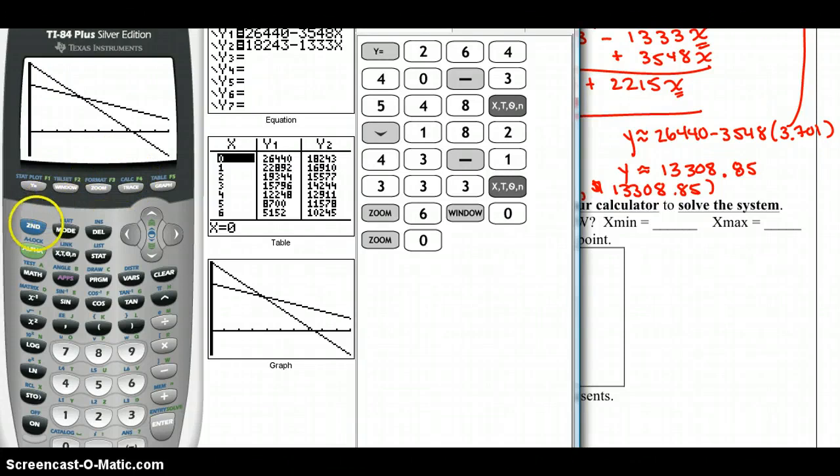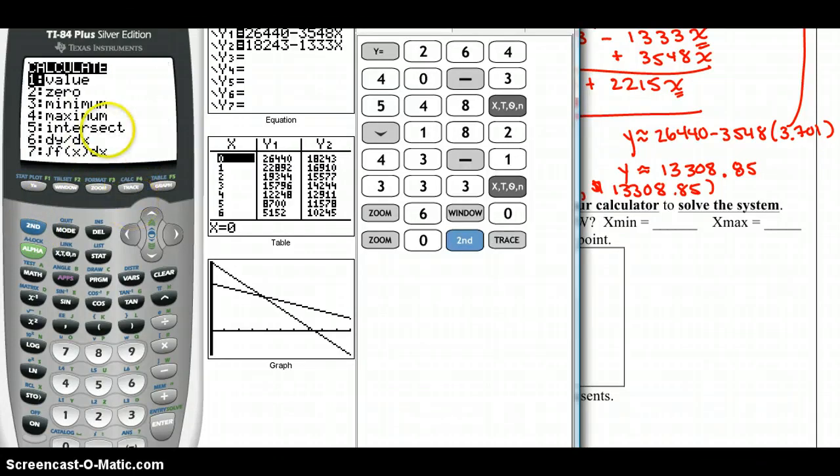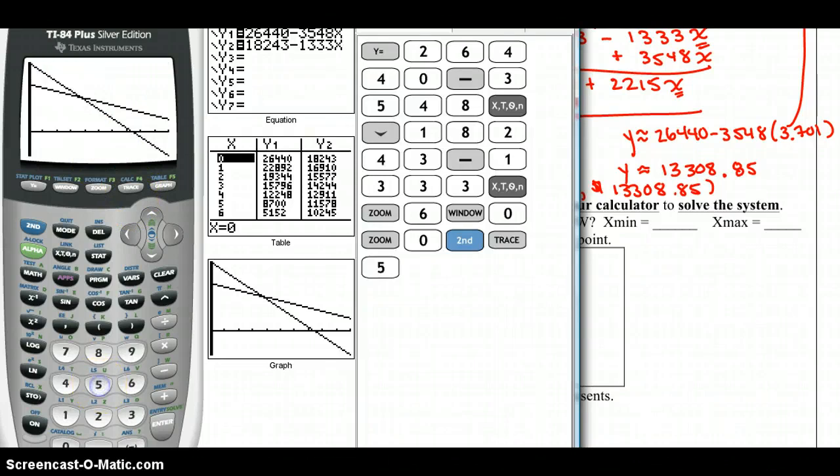So now to find those coordinates, we're going to hit second function and trace for calc. We want to choose intersect, so button 5, and then we're going to push enter, enter, enter. And so that gives us the ordered pair for this is about 3.7 and about $13,310, I guess, if we round it off here. So a little bit different than what we got when we did the substitution method, because we kind of rounded off some values in there, but very, very close.